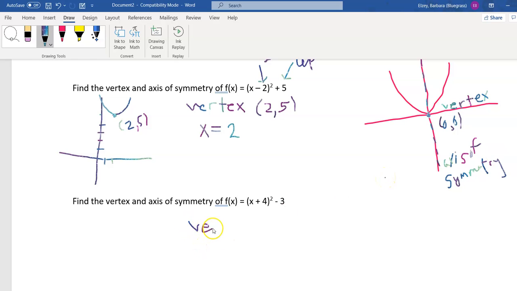The vertex is opposite of this, so -4, same as this, -3. The axis of symmetry is x equals the x value of the vertex, -4. And that's it.